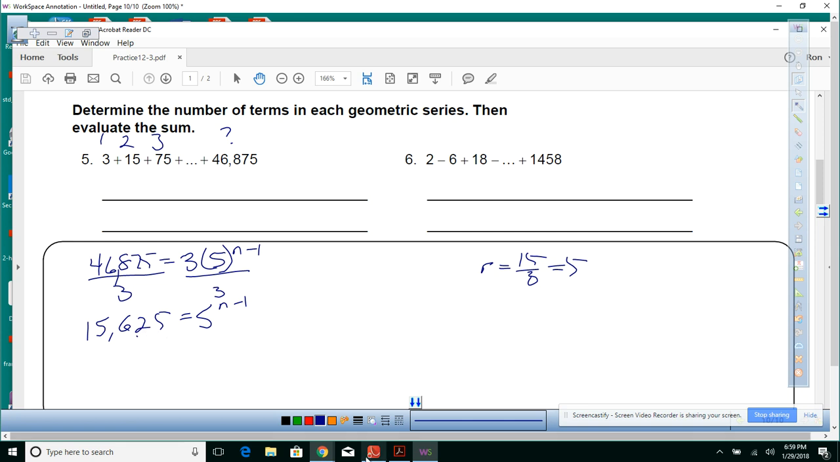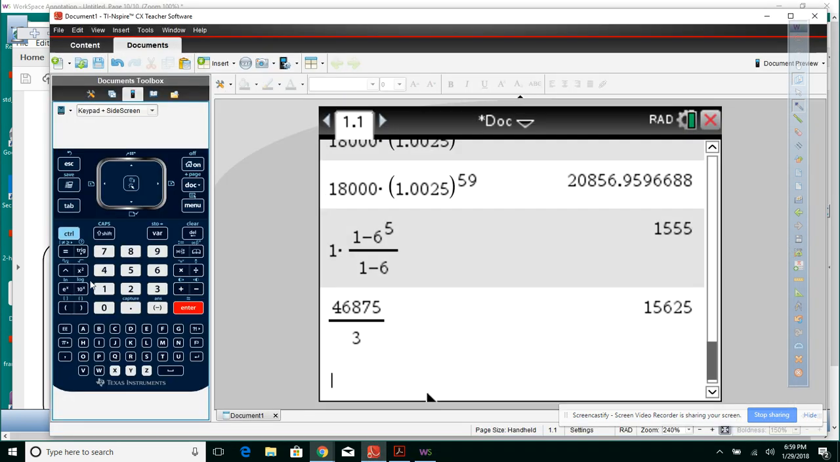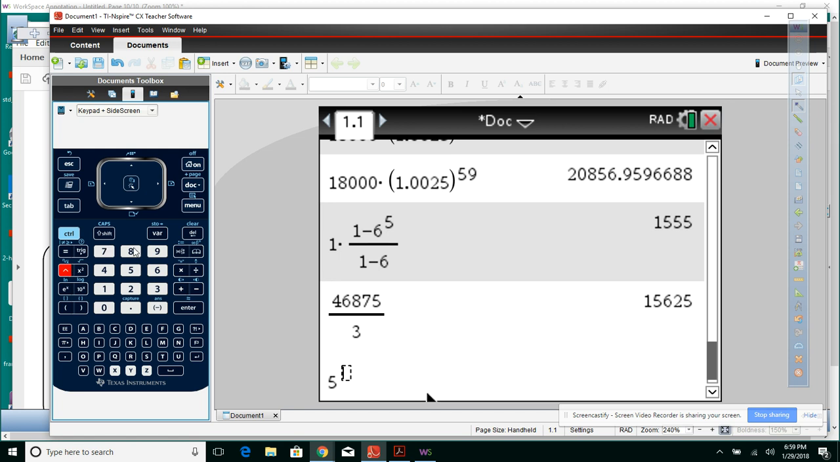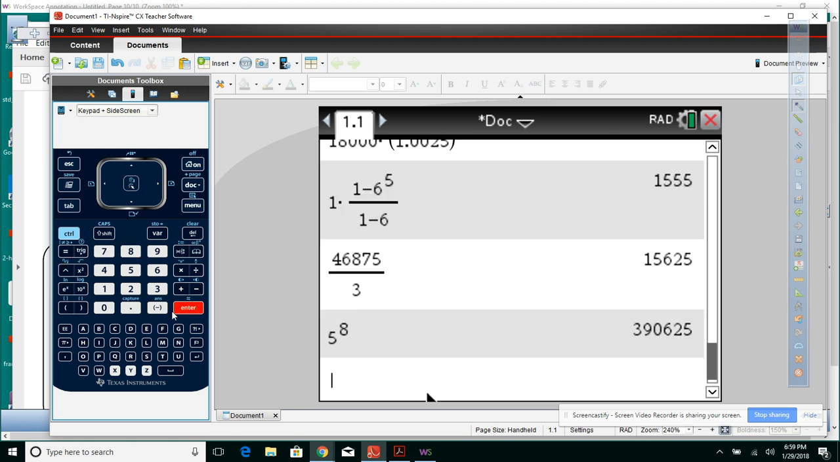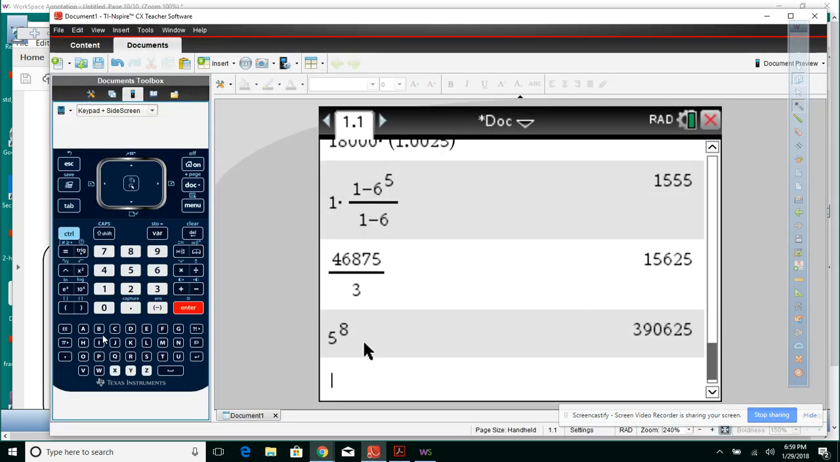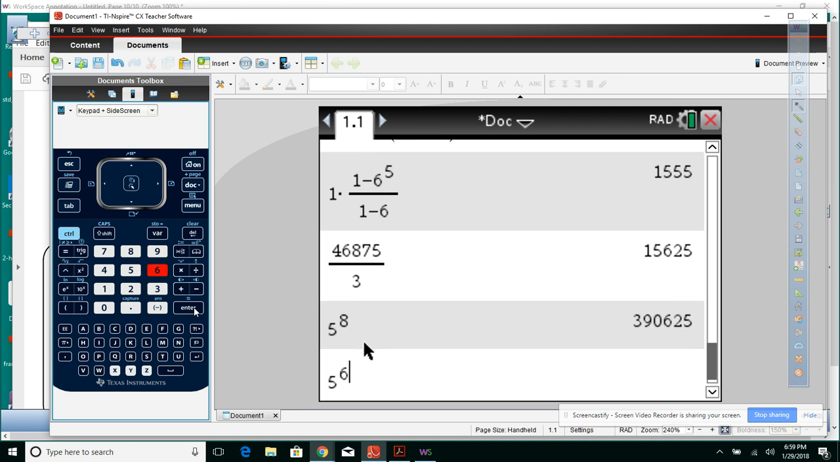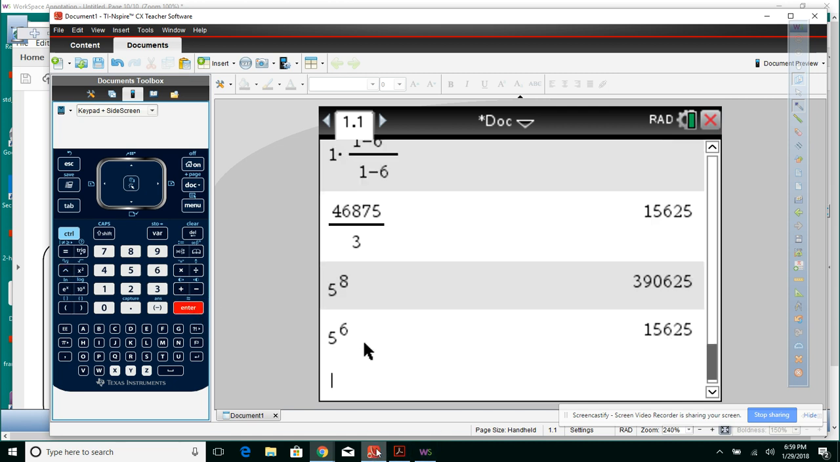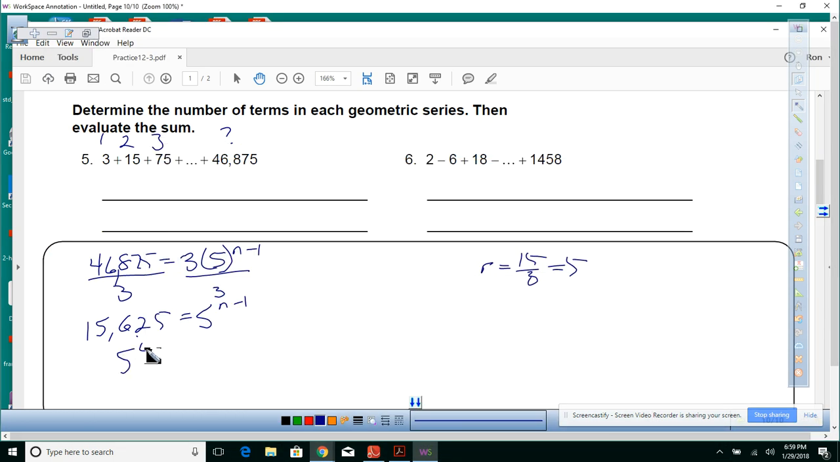All right, so let's just play a little guessing game. We'll say 5 caret, and we'll try 8. Oh, overshot it a bit, right? Because I'm looking for 15,625. So 5 caret 6. There it is. So 5 to the 6 equals 5 to the n minus 1. I have the same bases here. So I have 6 equals n minus 1. So n equals 7. So this is the 7th term.